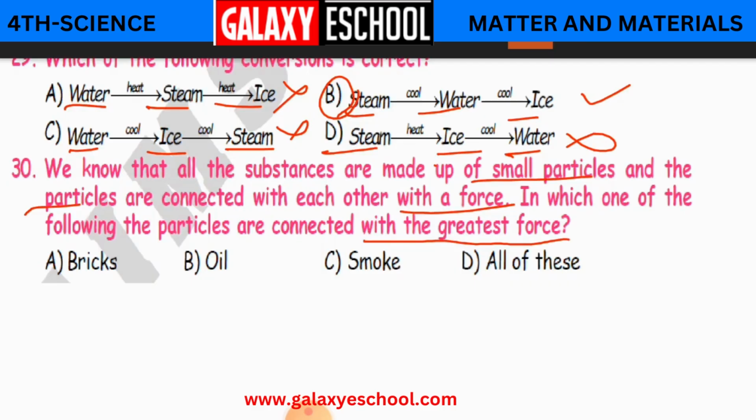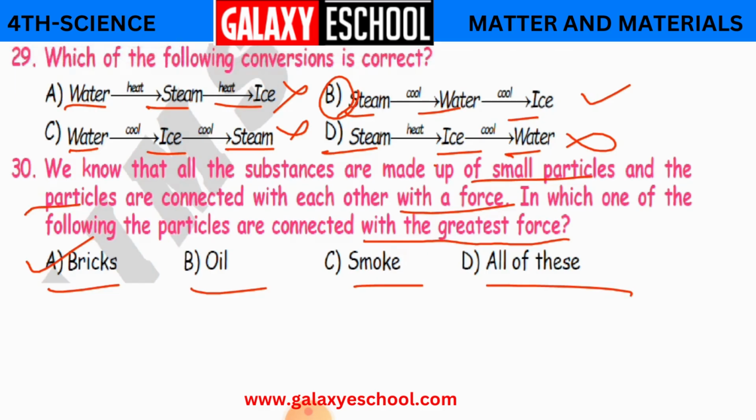In which of the following objects will there be the greatest force, where these particles are going to get close to each other and are attracted with the greatest force? So is it bricks, oil, smoke, or all of these? The answer is bricks, children. Why? Because brick is a solid state of matter. So in solid states you will have very closely connected particles. Clear, children? So A is the answer for this.